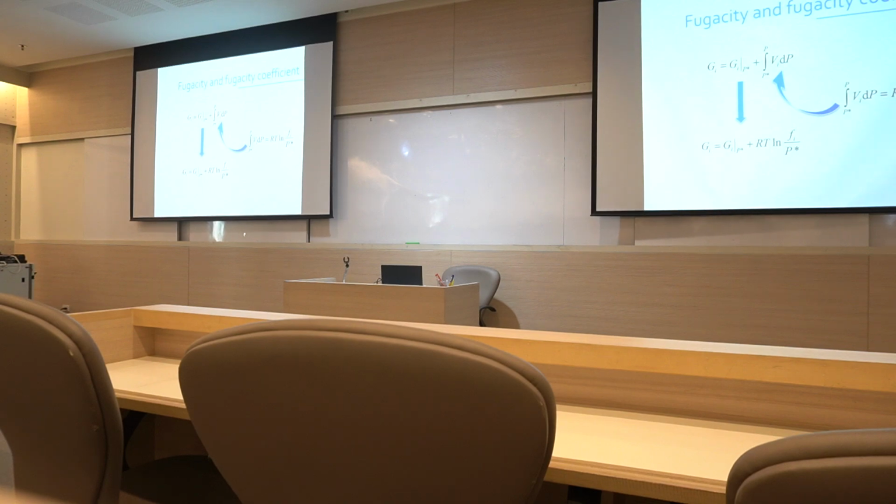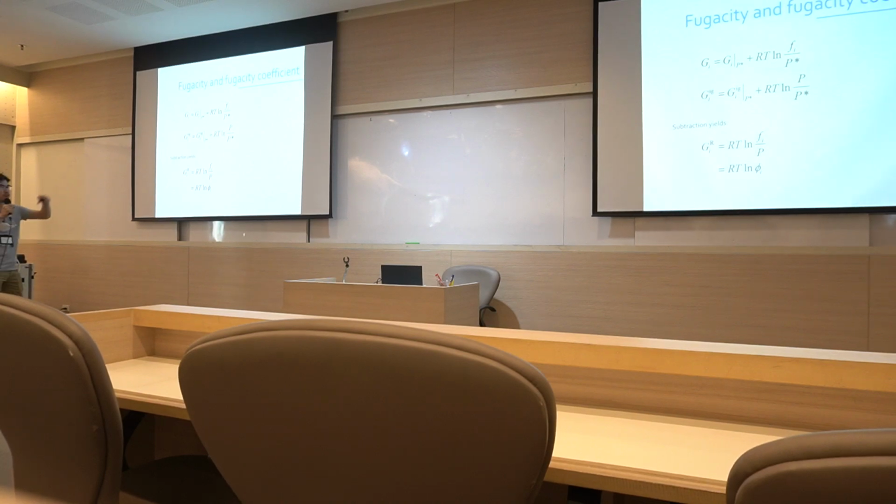Okay, and now, according to that definition of the fugacity, we rewrite that integral for a real substance into RT log Fi over P star. Now we want to find the residual Gibbs free energy. We write two equations, one for the real substance and the other for the ideal gas. Then we find the difference: subtract the bottom from the top.